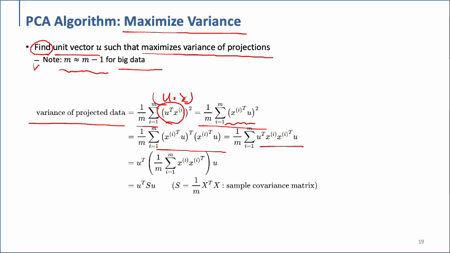And here we know that the u vector is the unit vector, and this is unrelated to this summation. You can take this summation into this middle term. So you can rewrite this as u transpose times this. But here, when we look into this equation, this is nothing but the S, which is the sample covariance matrix. So by rewriting this equation, the variance of the projected data is nothing but u transpose S u.